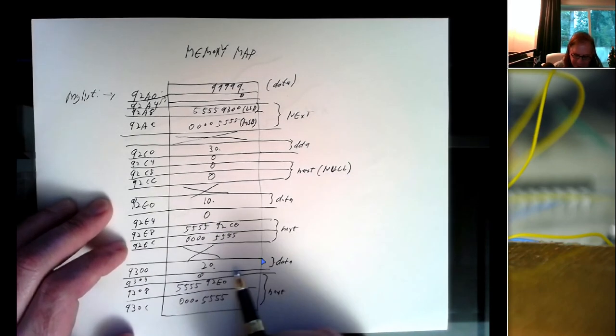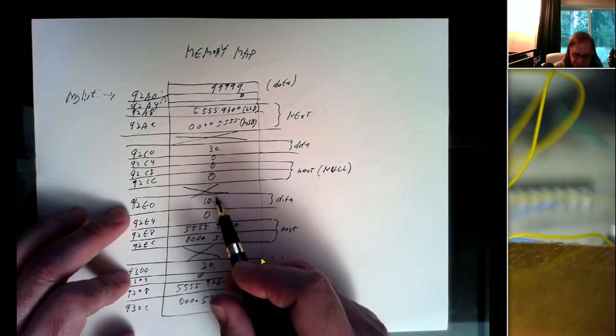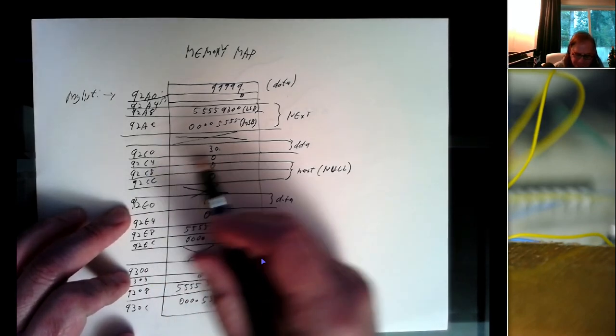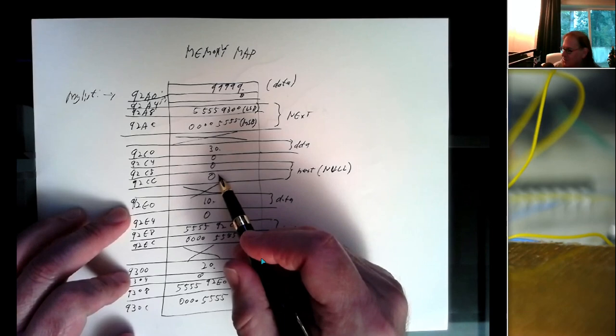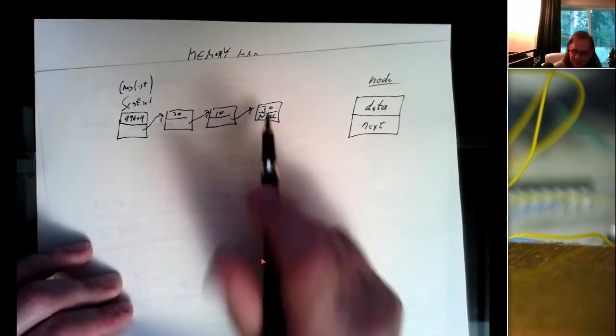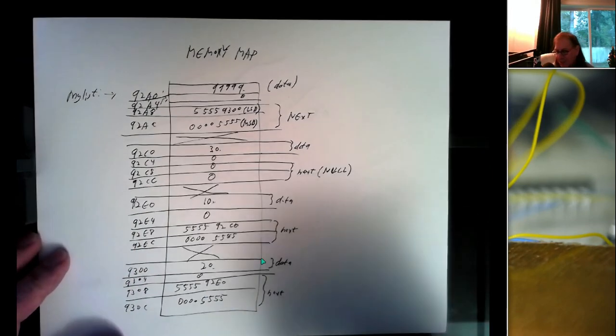That's at 9300, that's a 20. And the 20 points to 92E0, which is a 10. And the 10 node points to 92C0, which is a 30. And the 30 node points to a 0. So that's Sentinel pointing to 20, to 10, to 30. So that's the list.